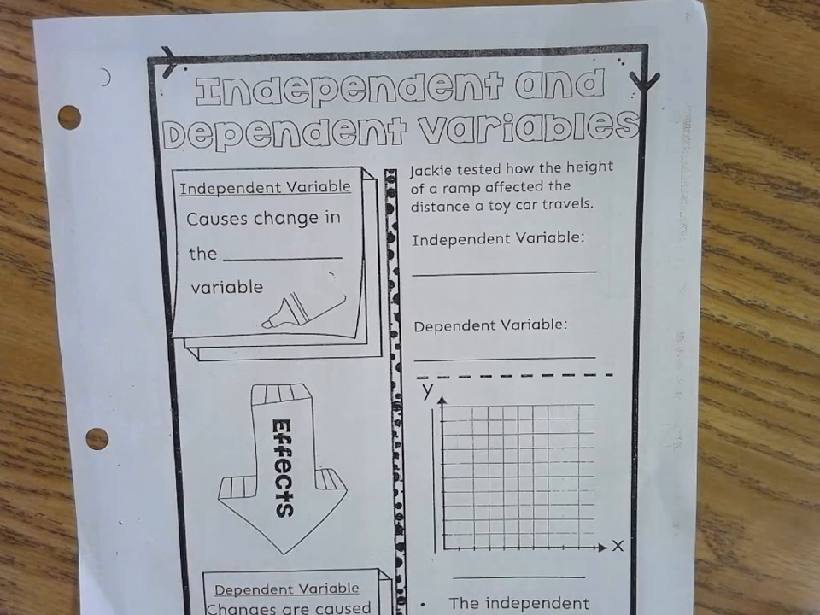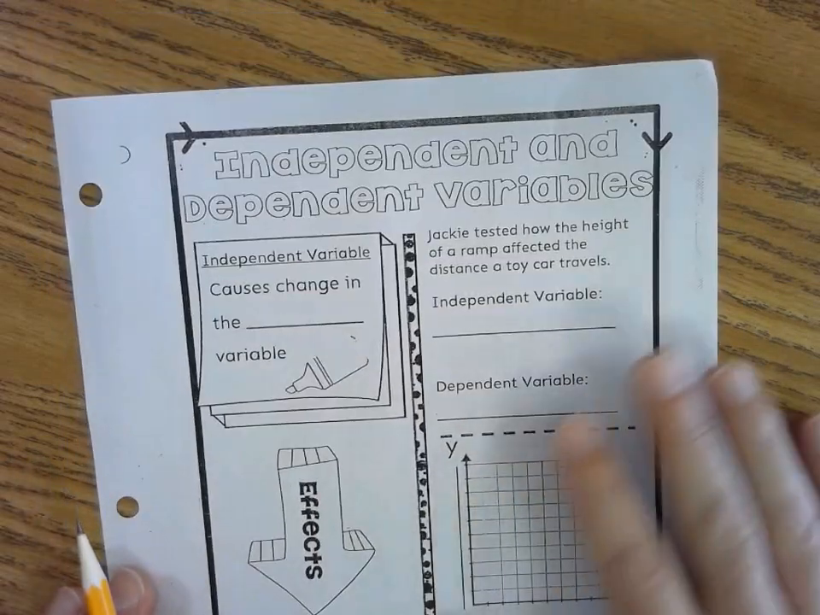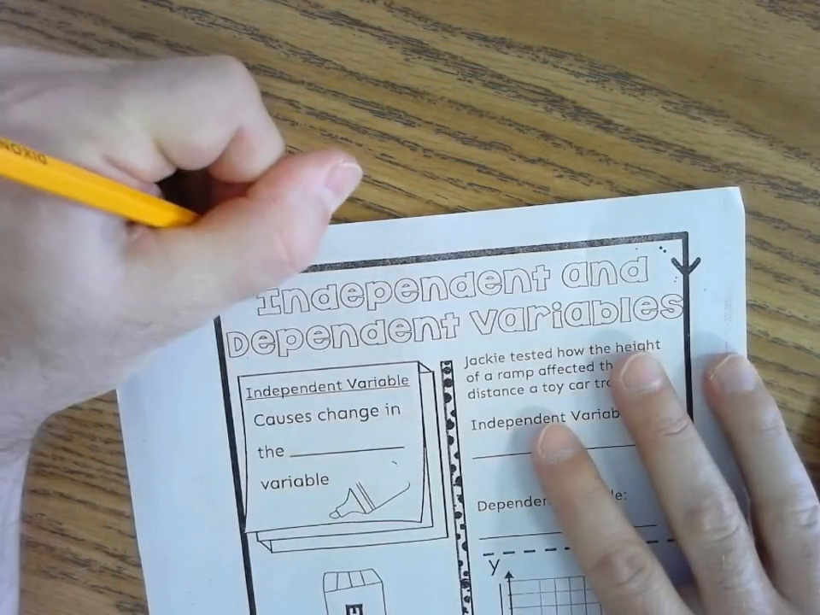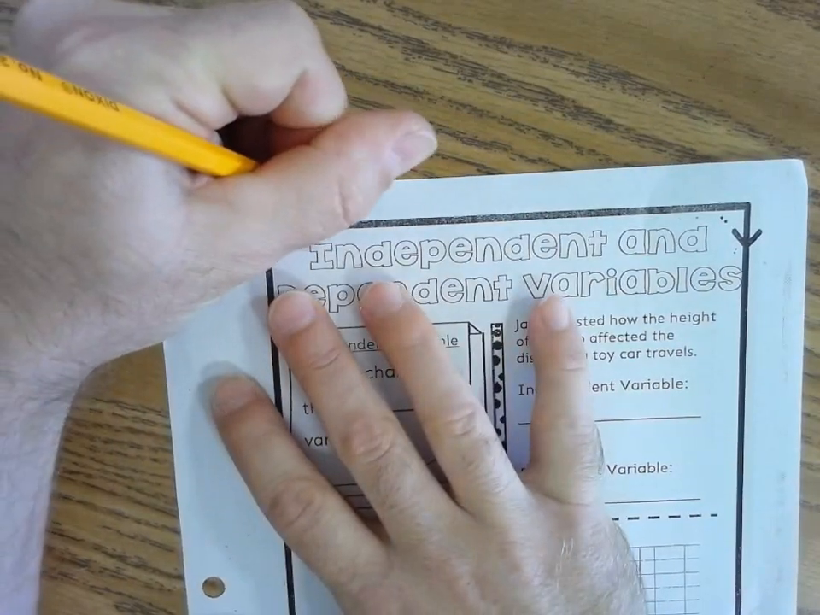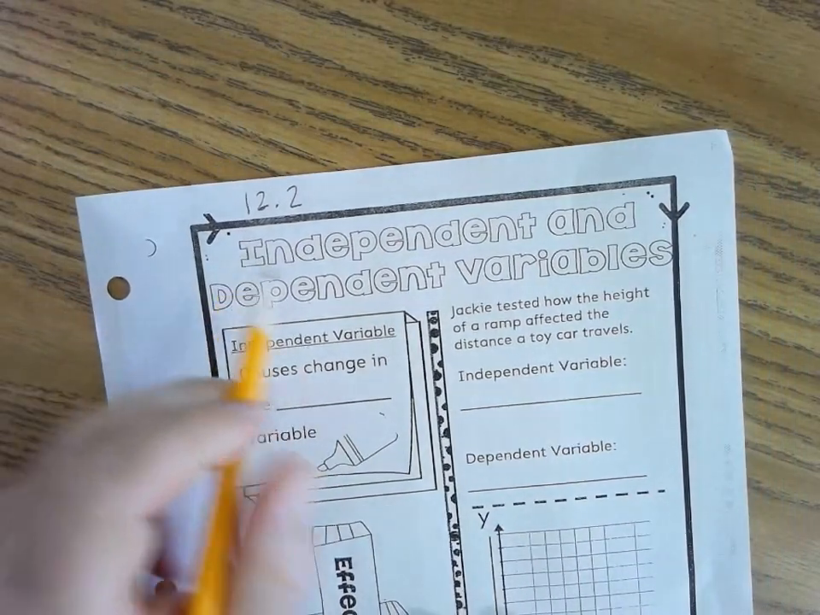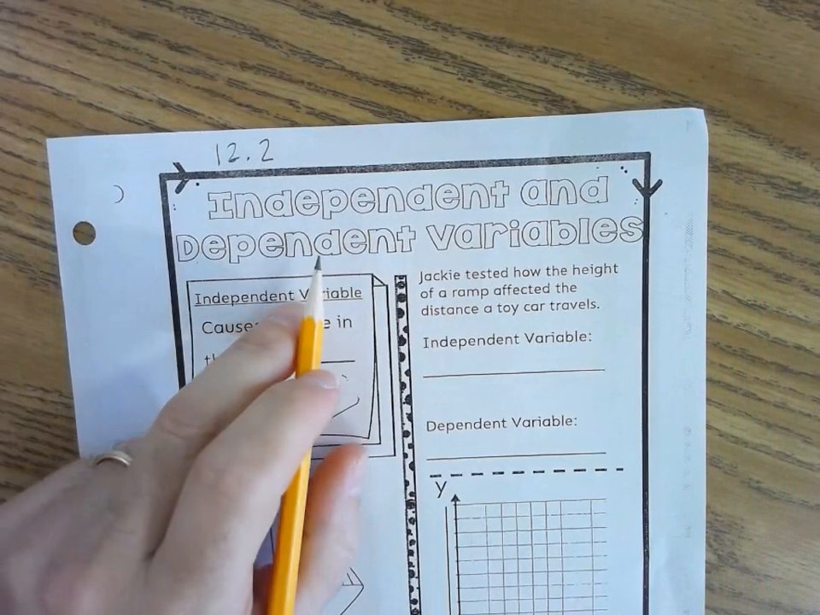So from what I was told, you guys should all have gotten some notes into your notebook about 12.1, graphing on the coordinate plane. So today we're going into 12.2, so we can put 12.2 up here, and this is independent and dependent variables.